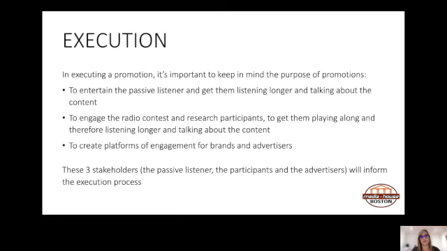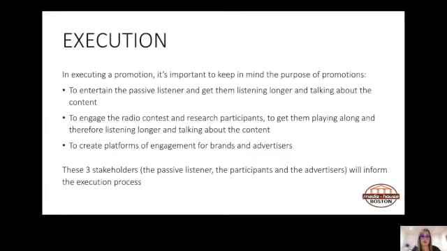When you're executing a promotion, it's important to keep in mind what the purpose of your promotion is. Are you entertaining the passive listener and getting them to listen for longer and talking about the content? Because you should be doing that. Secondly, you're supposed to be engaging the radio contest and research participants to get them to play along and therefore listening longer and talking about the content.